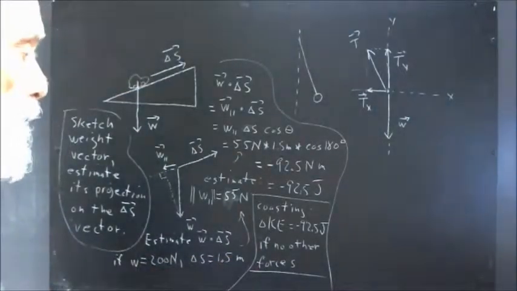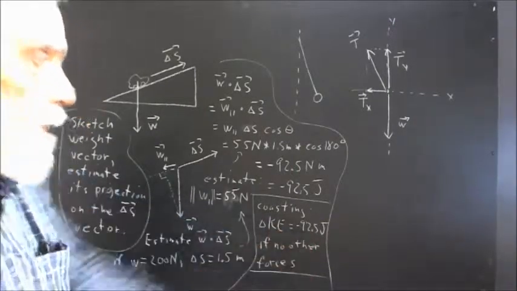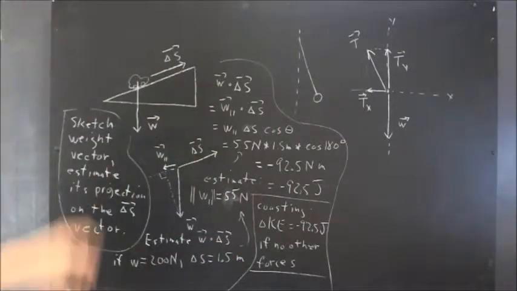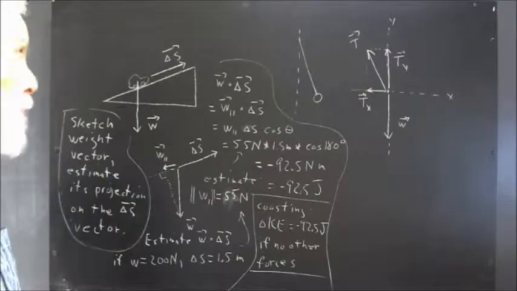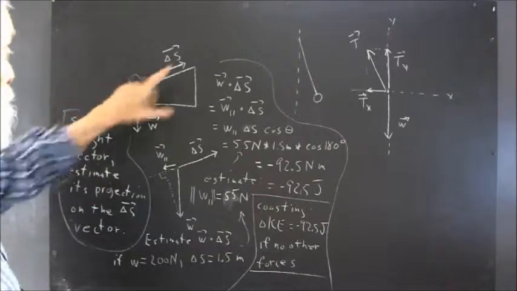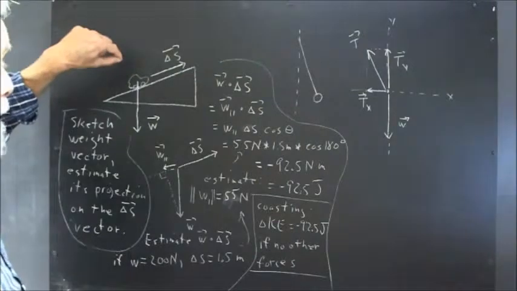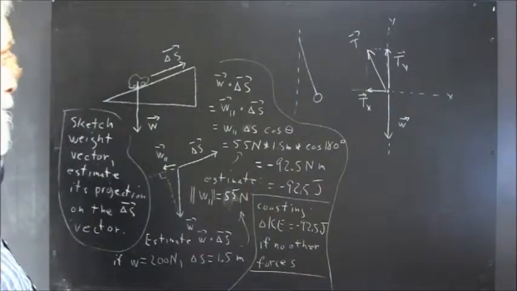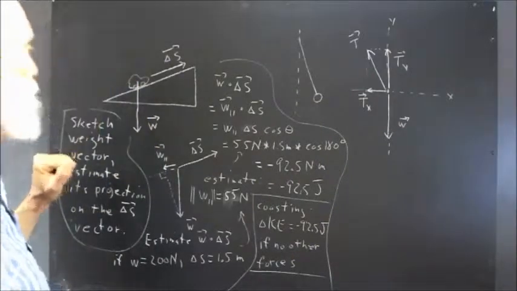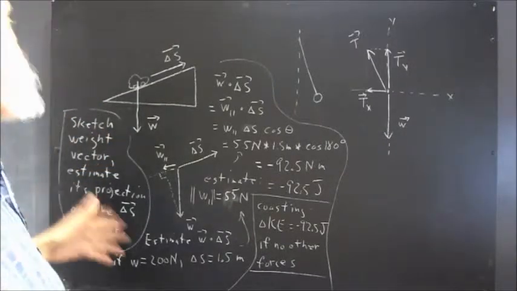Now, if there are other forces, for example, friction, then the delta KE would not be negative 92.5 joules. The reason being that the net force would not be just W. Okay, W is not necessarily the net force. In the simplest case where we can ignore friction and there is no wind resistance, nobody pushing one way or the other, nobody throwing eggs at the car, the net force would be the resultant of the weight and the normal force, which is just the parallel component of the weight. Okay? In any other case, might not be so.